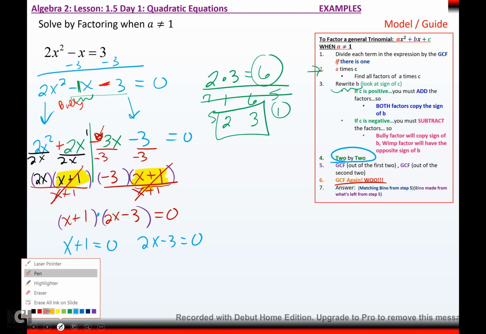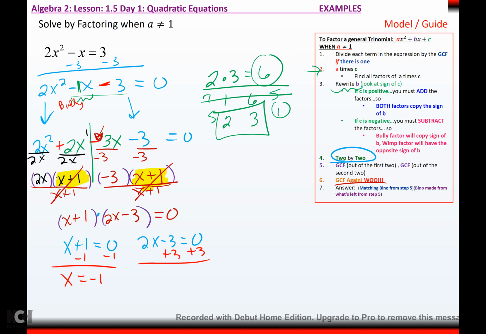So if I solve each one of these, minus 1, I get x equals negative 1. Add 3, I get 2x equals 3. X isn't alone yet on this one. Divide by 2, and x equals, just leave it a fraction, 3/2. So my two solutions are negative 1 and 3/2, or 1.5.